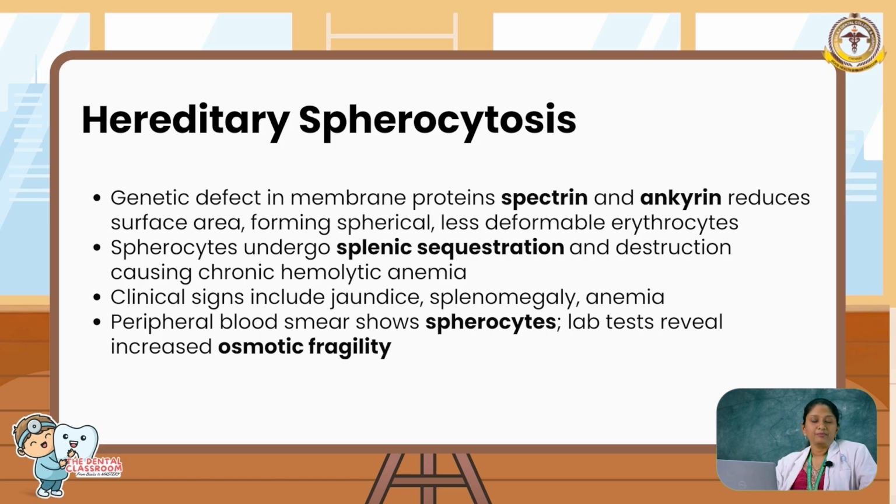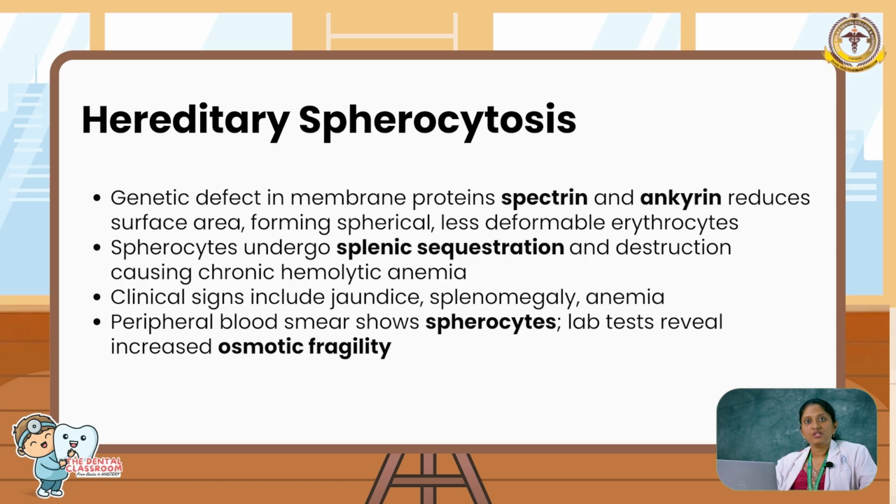Because of the defect in the proteins, there is a severe reduction in the surface area of these red cells. This leads to the transformation of the biconcave disc into spherical structures, which are less deformable, and when they pass through the splenic sinusoids, it will lead to sequestration of these cells, and that will cause destruction and chronic hemolysis.